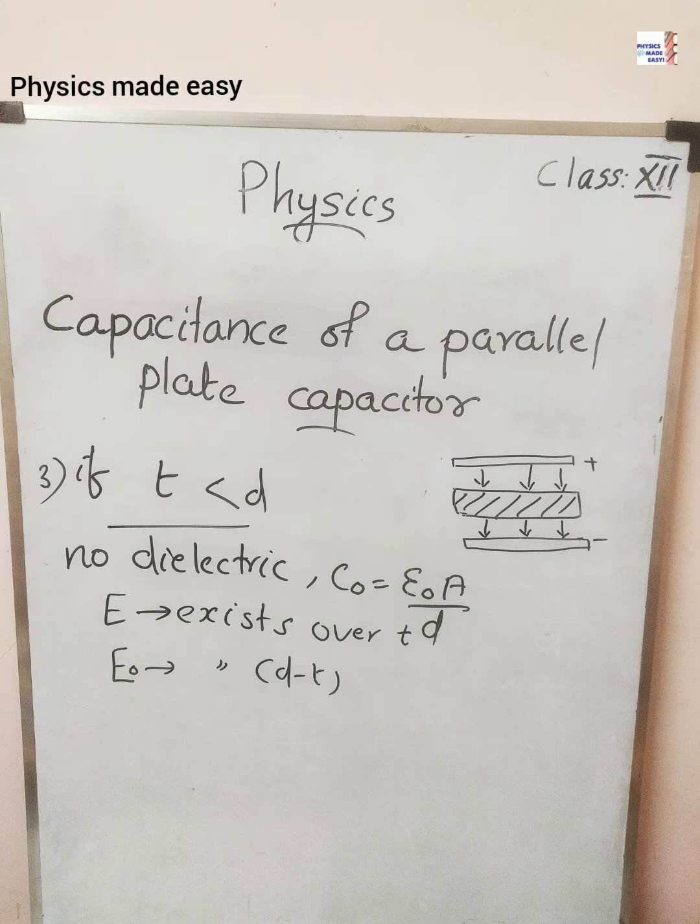If the thickness of the slab is less than the distance between the parallel plates, then what will be the capacitance? Let us see. In the figure you can see the thickness of the slab is T. If there is no dielectric, you know capacitance C0 is equal to epsilon 0 A by D. Then from the figure we can say about the electric field. Electric field E is due to the dielectric that exists over that thickness T. But the external electric field E0 exists over D minus T. D is the distance between the plates and T is the thickness of the slab.